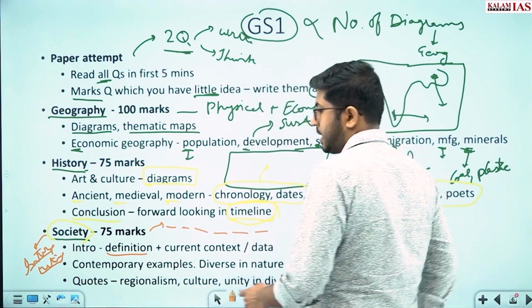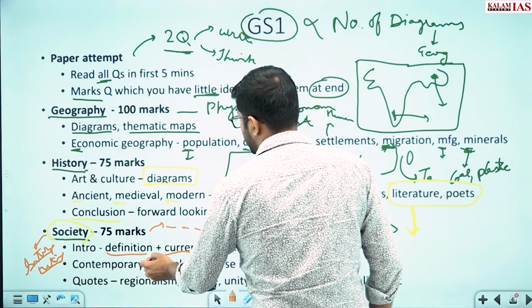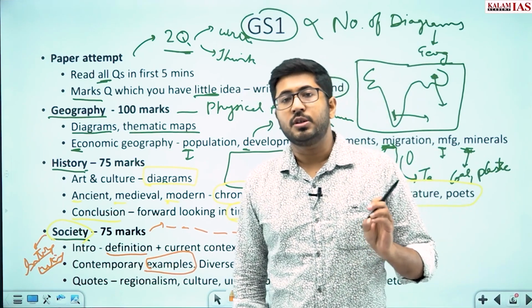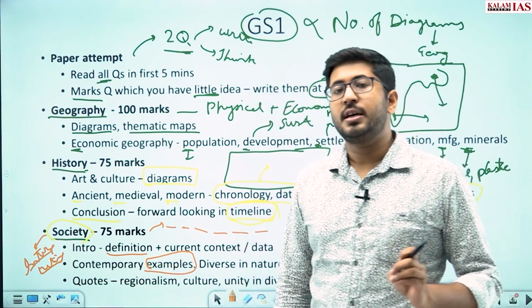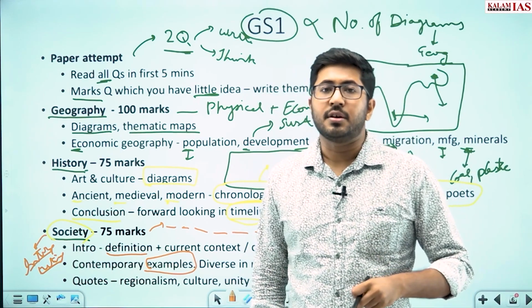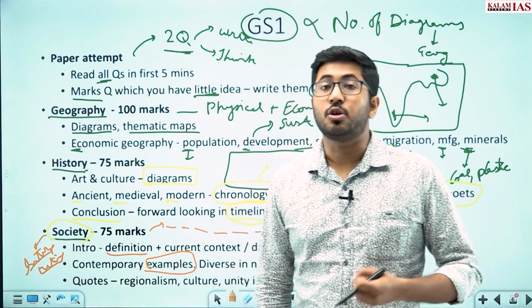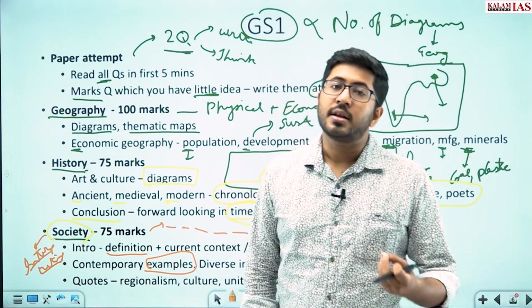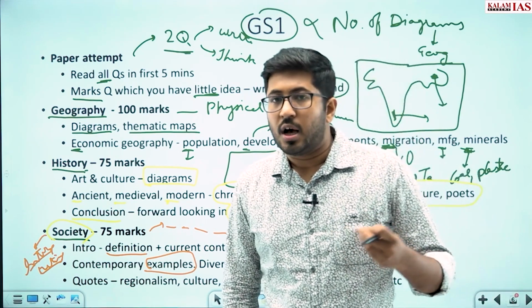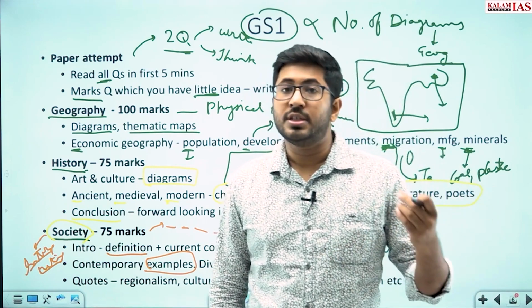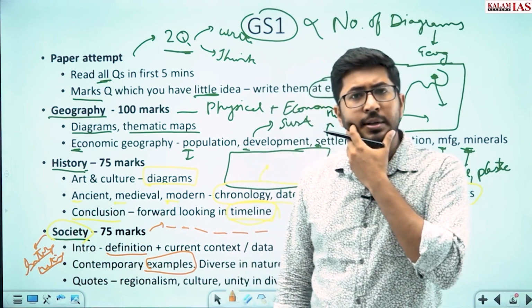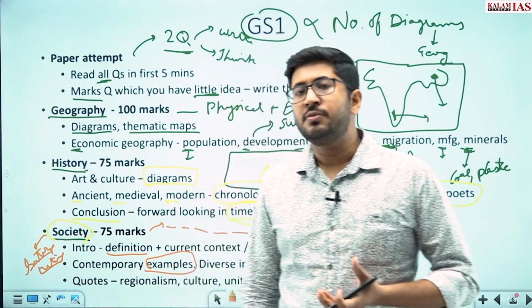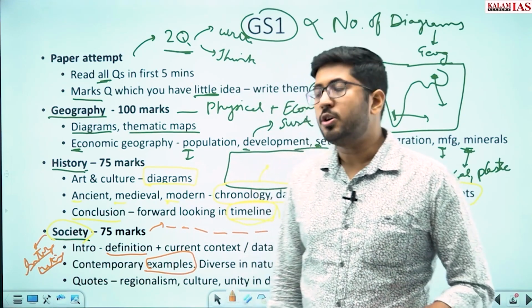And then contemporary examples are very, very important in GS1 society, because the question is of the current society and how things are related to our society, our living. So maybe the impact of globalization or communalism, secularism, or the way we are following our religion, our culture, how our culture is different from Western culture, or are we moving towards westernization or homogenization or globalization. So there are multiple keywords. We have the salad bowl theory, or the melting pot theory. These are the keywords that you should be aware of and should use in your answers.